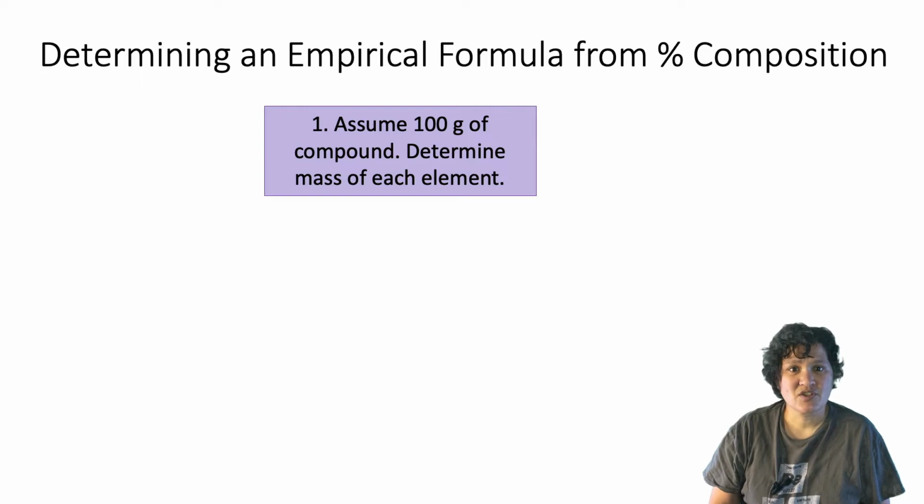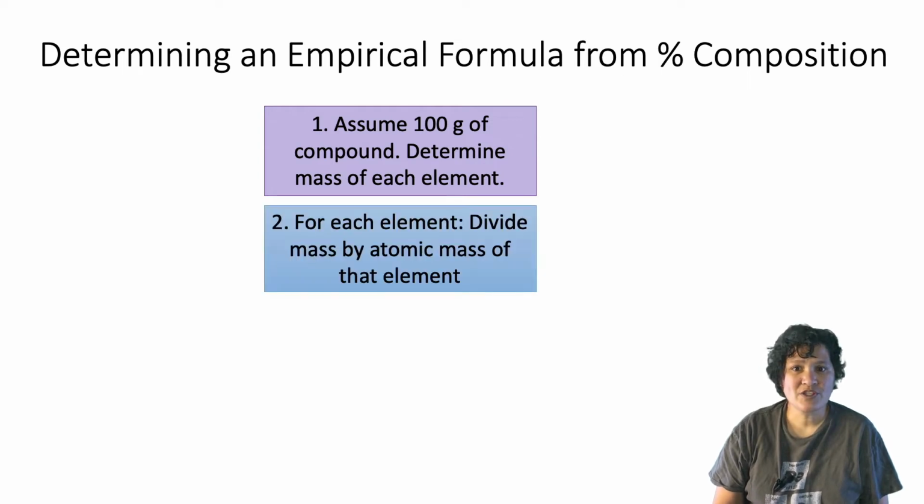The easiest way to do this calculation is to assume that you have 100 grams of the compound. Of course, you could choose any mass, but assuming 100 grams makes calculations a lot easier, as you'll see shortly. Once you have masses of each element, you will use the atomic mass to find out how many moles of that element are in your 100 grams.